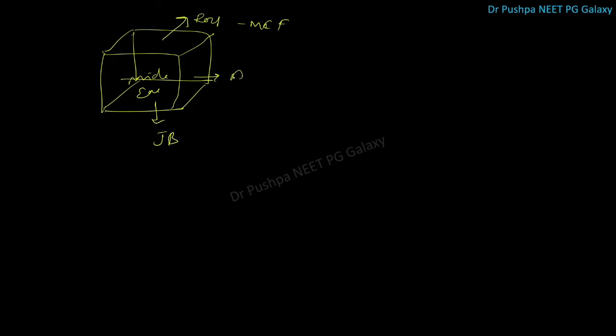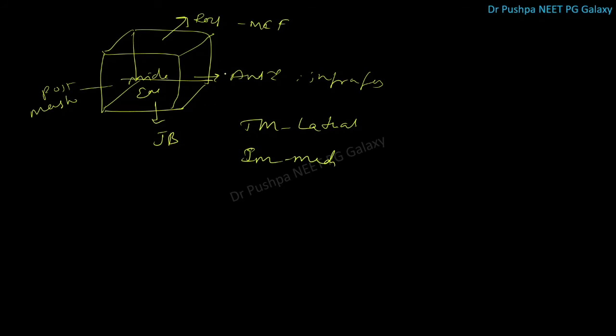This is the anterior wall. This is the posterior wall. Anterior wall is formed by infratemporal fossa. This posterior wall is formed by mastoid cavity. And the lateral wall is formed by tympanic membrane. Tympanic membrane is present laterally and inner ear is present medially. So this is the cavity surrounded by all different structures.